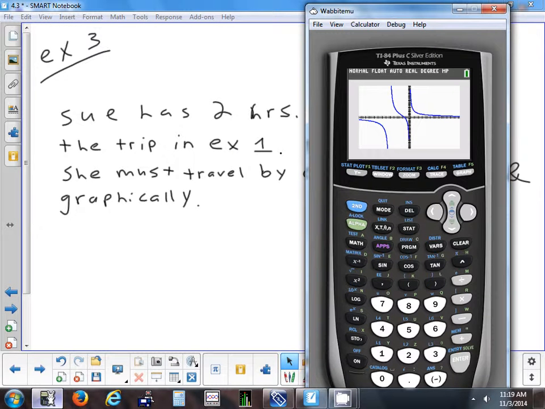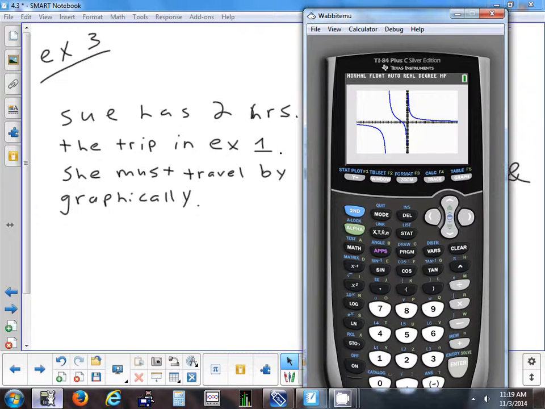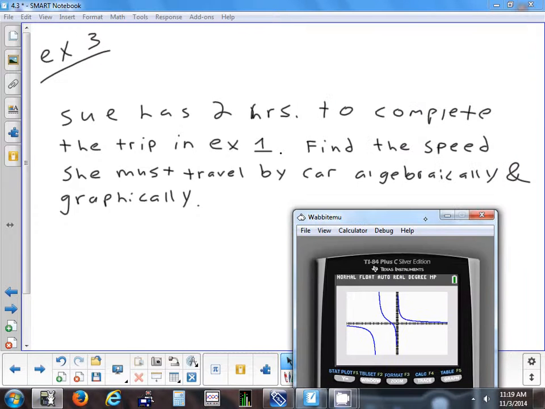So we've seen this kind of pattern before where you get that S shape in the middle. You check the behavior on each side of the asymptote. So this graph is really in 3 sections. Okay, how would we use this graph to find out how fast she has to go to complete the trip in 2 hours? What would we have to do?